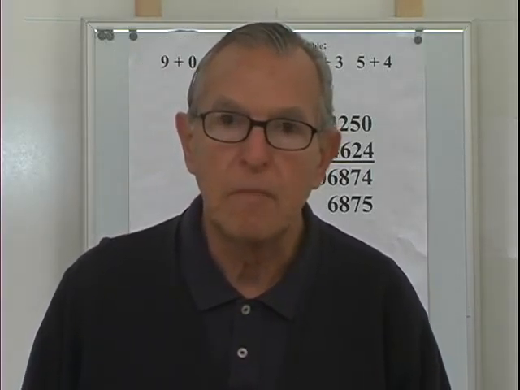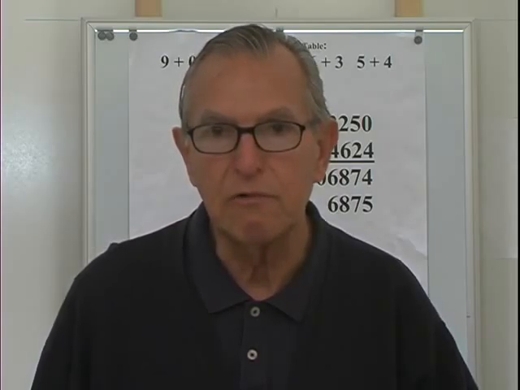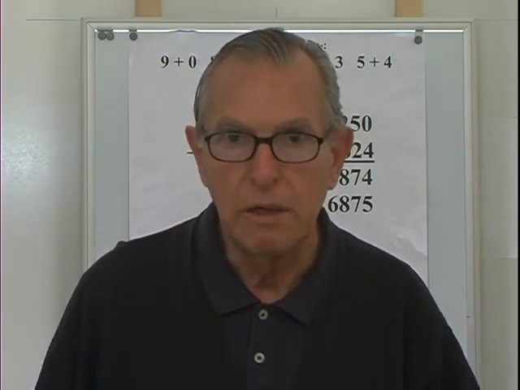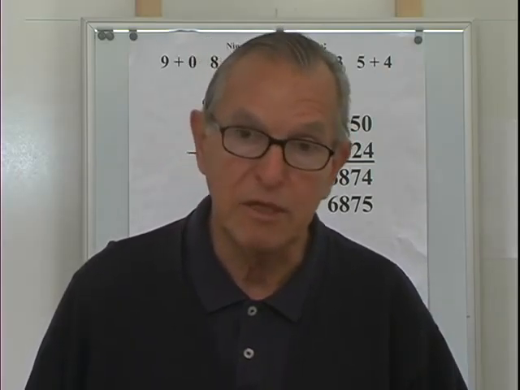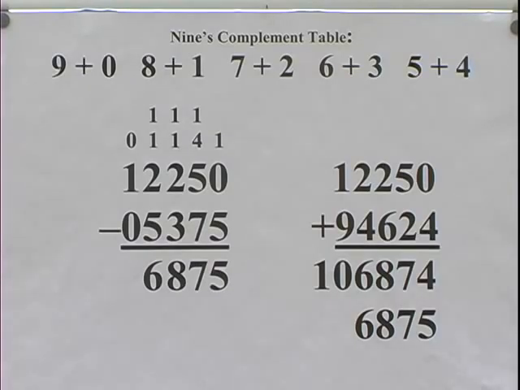In this clip, we would like to test the general case algorithm on integer subtraction, decimal fractions, and mixed numbers. From 12,250, I am going to subtract 5,375. I'm going to use the textbook algorithm first, the 9's complement procedure, subtraction by addition next, and we can compare the two procedures.